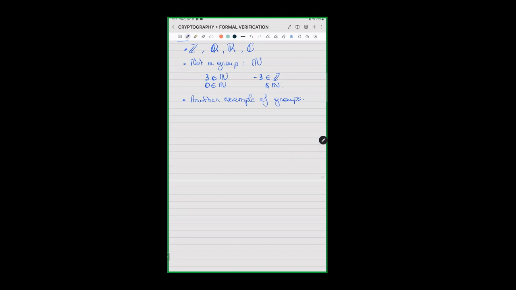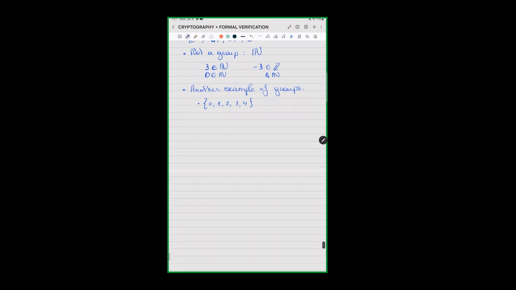So if we take 0, 1, 2, 3, and 4, I'm going to take this set of 5 values, and I'm going to use the operation that I'm going to call +5. You're going to see it's very important. And I'm going to use also 0, and I'm going to call it 0 with a subscript 5.